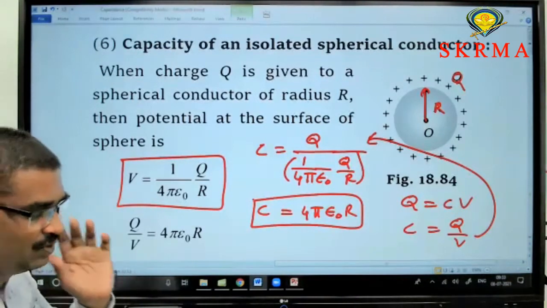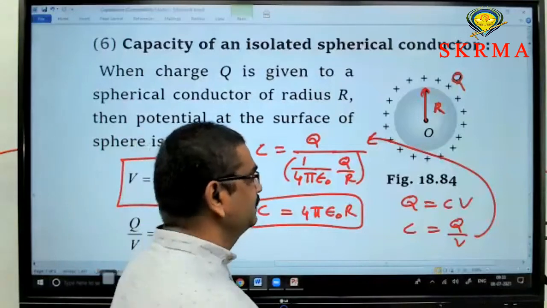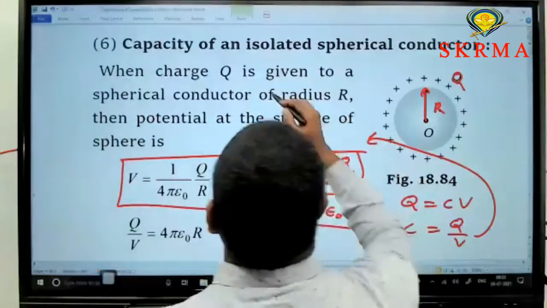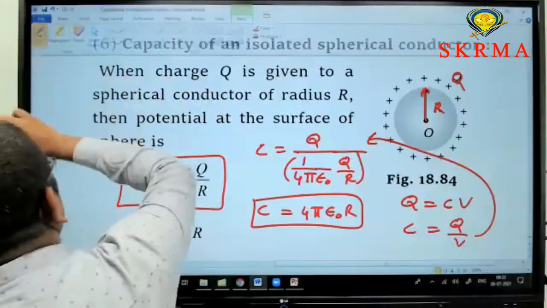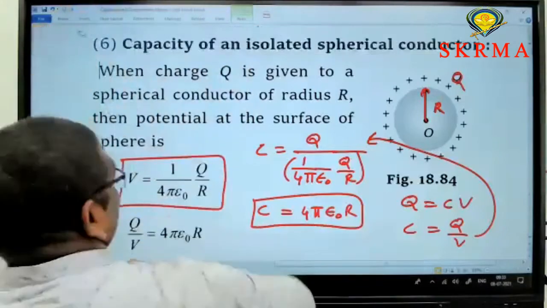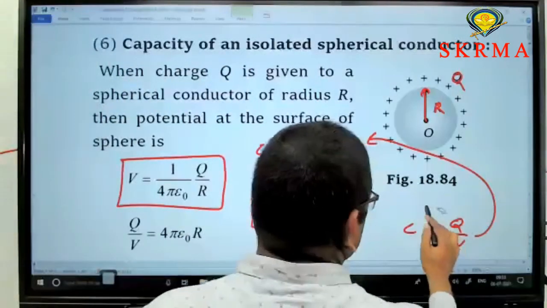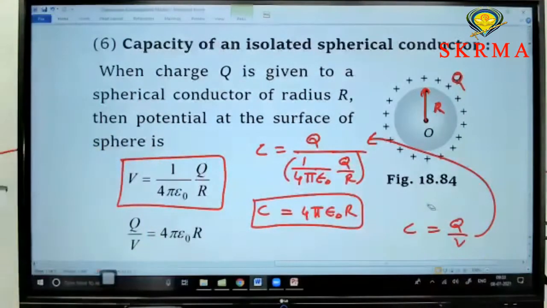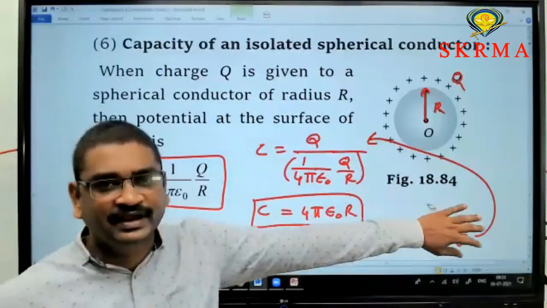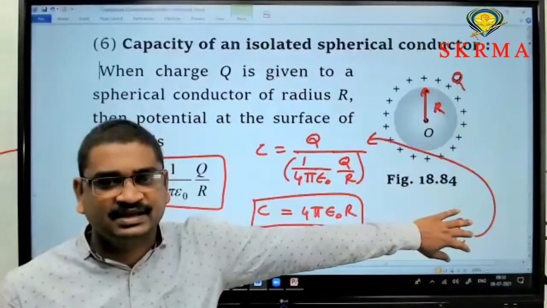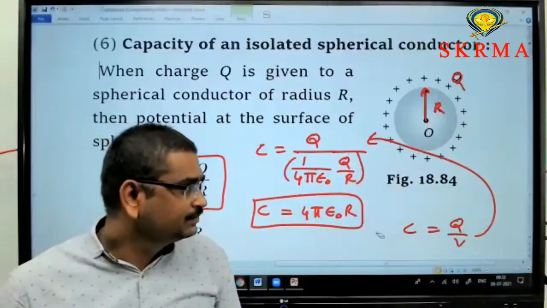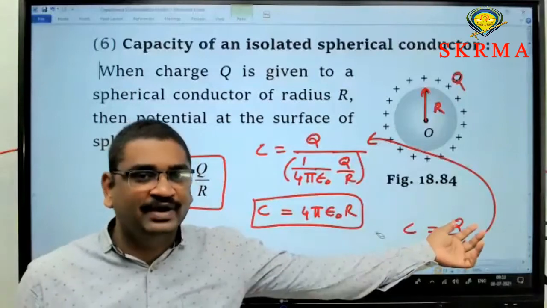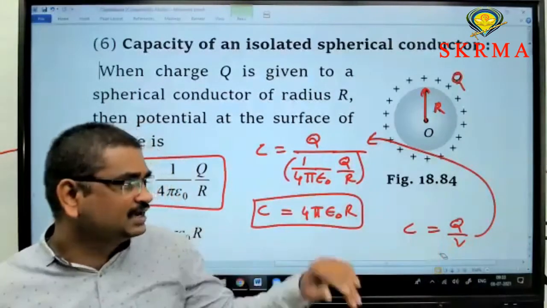So what is the basic process to identify or calculate the capacitance of a capacitor? This one is the basic process. Just substitute Q and V values there, then you will get the answer. For any type of capacitor, we need to solve for the capacitance value like this only.